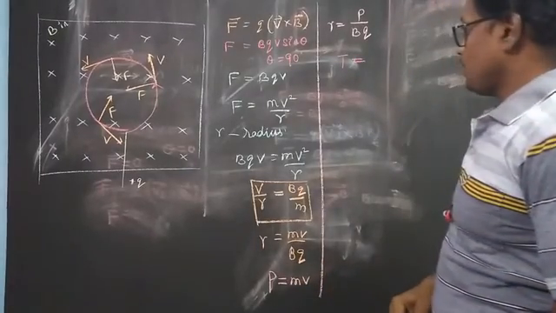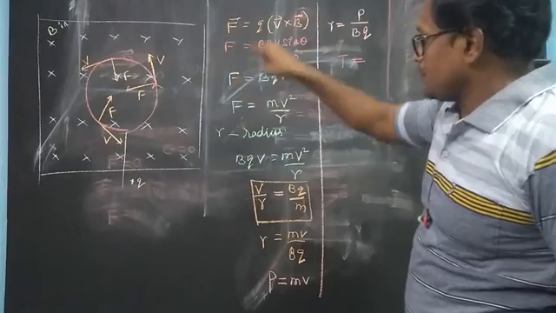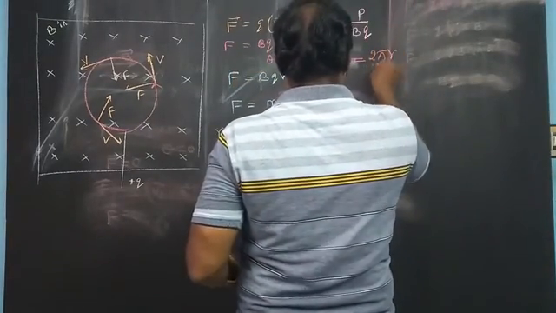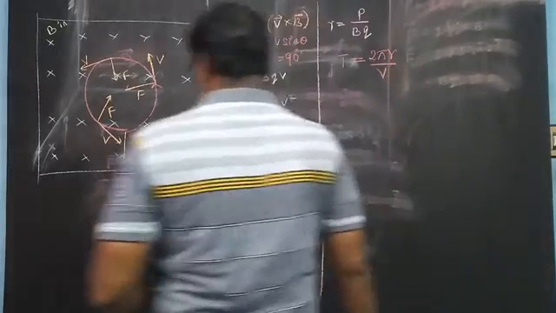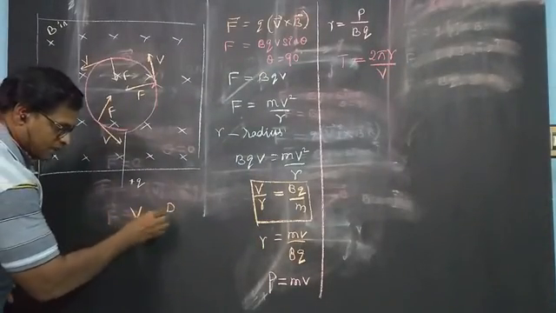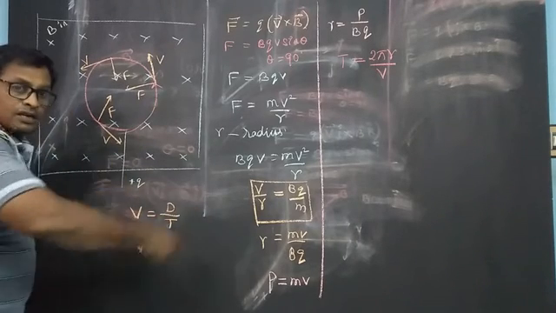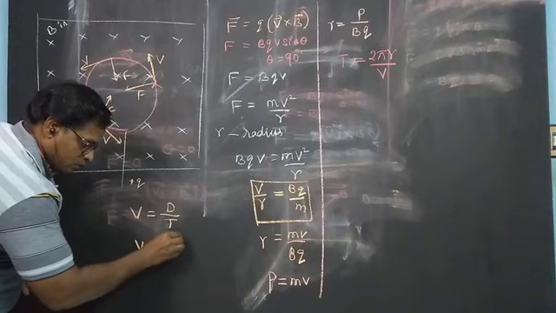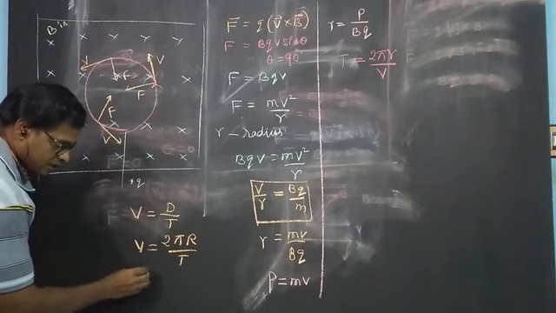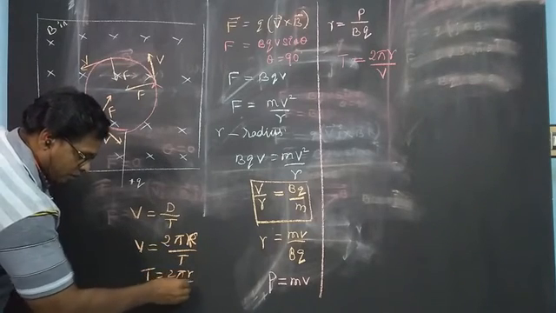For the time period, what is the time for one complete rotation? For one complete revolution, that is 2 pi r by v, because velocity is equal to displacement by time. So velocity is equal to displacement, which is one complete rotation, that is 2 pi r by T. So we can write this as T is equal to 2 pi r by v.